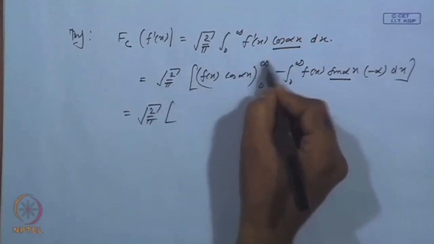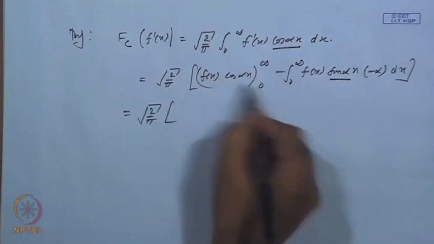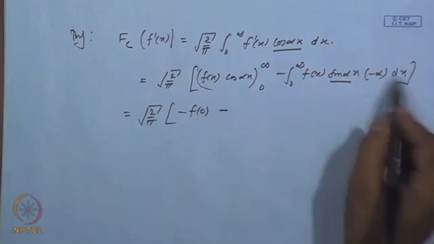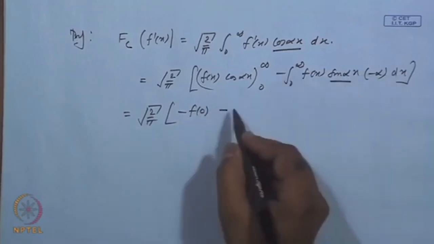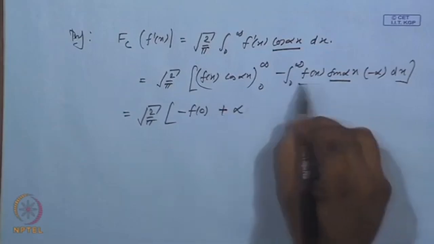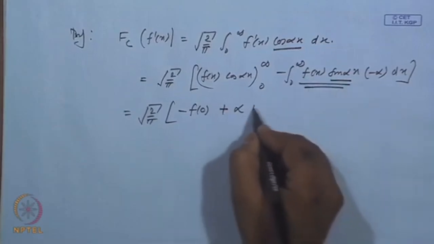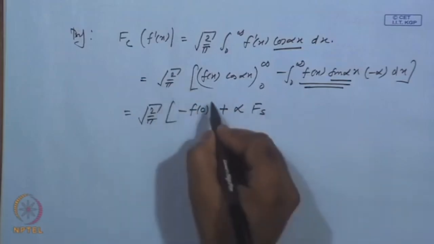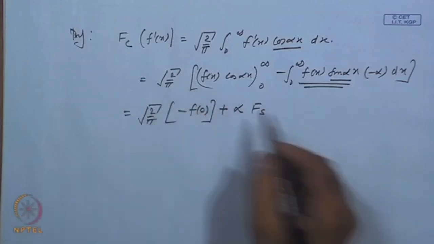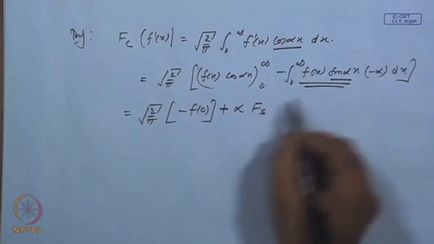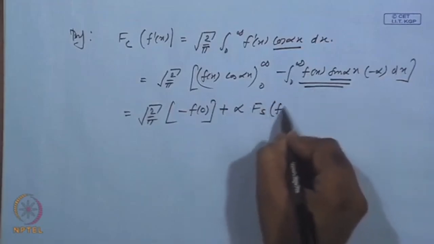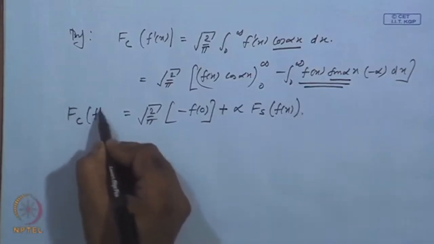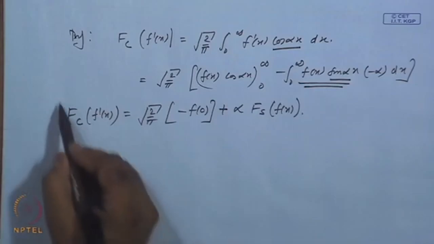As x approaches infinity, f will go to 0. So, we have minus f(0), and minus minus gives plus alpha times the integral, which is the Fourier sine transform. Taking the square root 2 over pi with this term, this is the Fourier sine transform of f(x). So, this was the Fourier cosine transform of f prime(x).